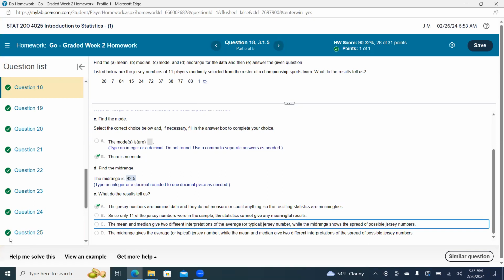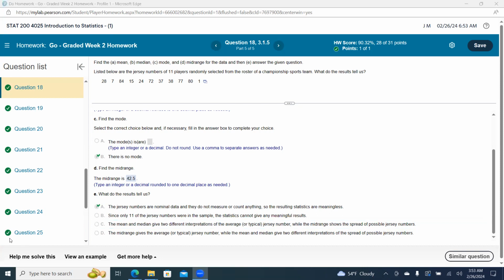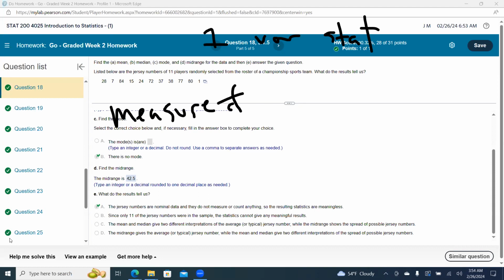We said this before, jersey numbers are nominal, and calculating these statistics for that is meaningless. What do we basically have when we do a One Var Stat? We have measures of center, and we have measures of spread.